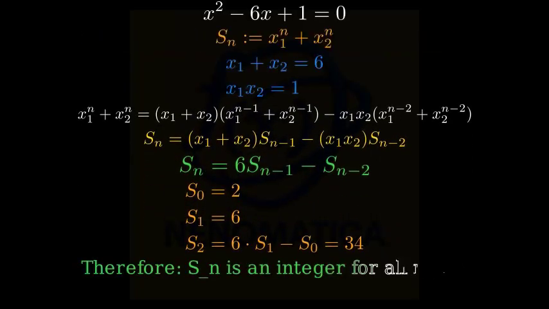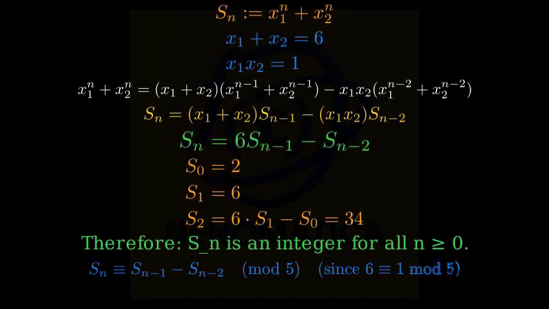S sub 0 equals x sub 1 to the 0 plus x sub 2 to the 0, which is 2. S sub 1 equals x sub 1 plus x sub 2, which is 6. Using the recurrence, s sub 2 equals 6 times s sub 1 minus s sub 0, which is 34. Because the recurrence has integer coefficients, and we have integer initial values, every subsequent s sub n is an integer.